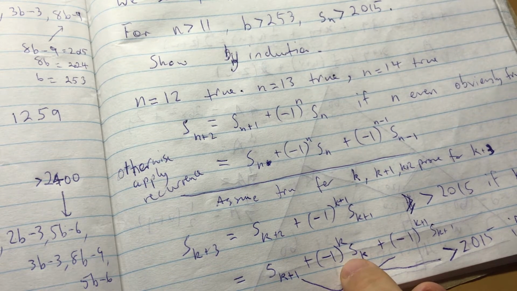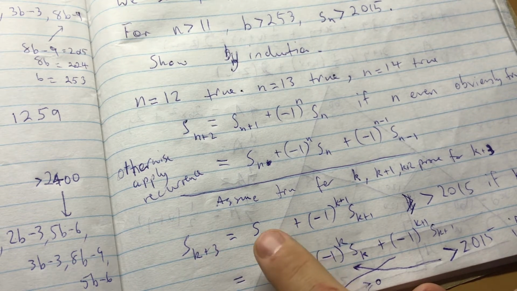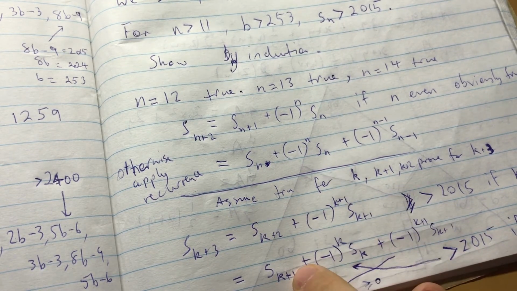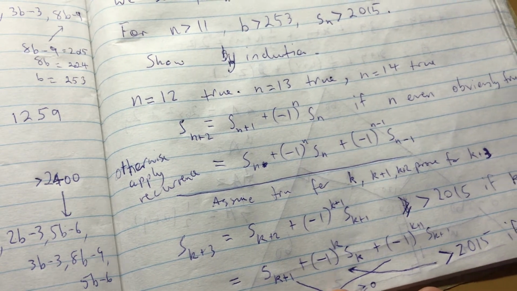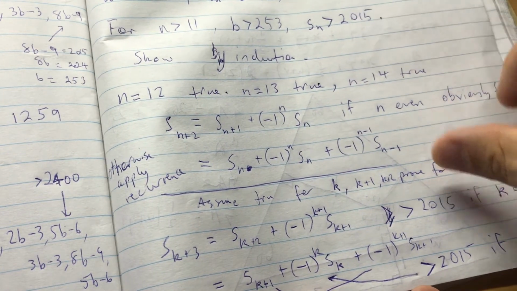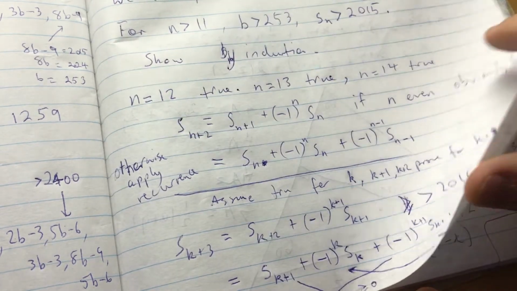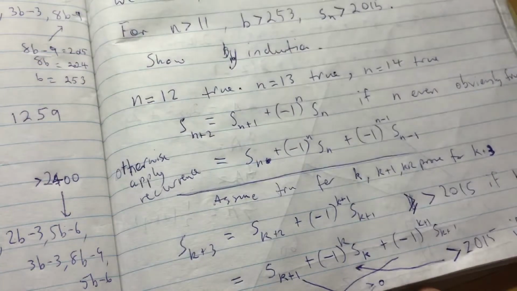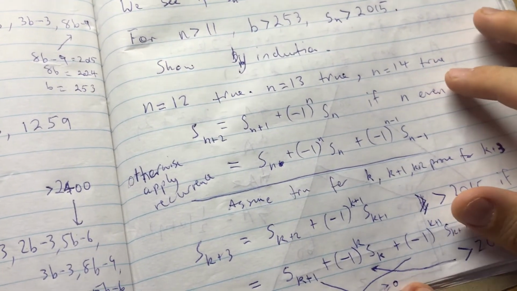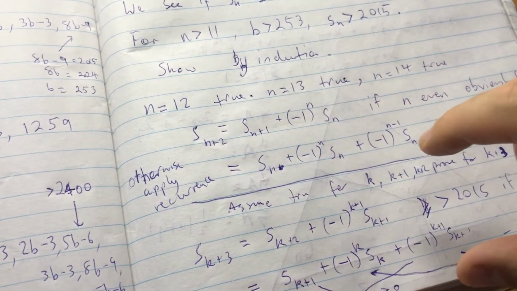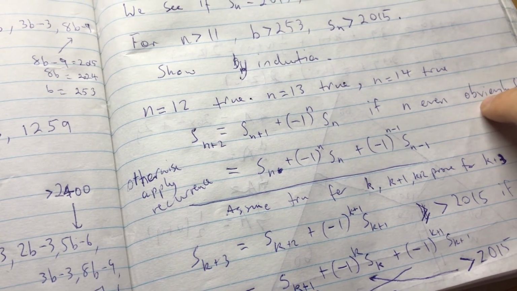So by induction, you show that, assuming the 3 previous ones are bigger than 2015, the next one will also be bigger than 2015. Okay, and that's it. So yeah, I guess you just really have to write it out nicely with induction.